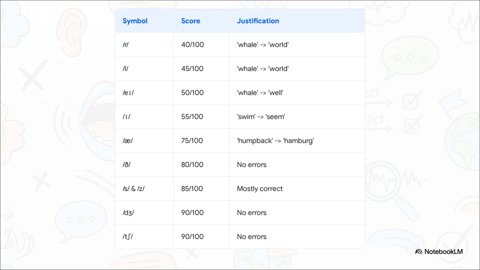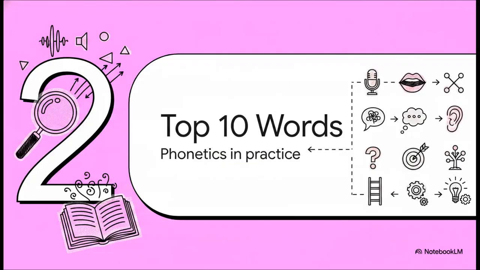Then there's the short I sound, scoring a 55. We saw a really clear swap here. The script said swim, but the audio said seam, which shows some confusion between the short I and the long I. The good news is the other sounds are produced much more accurately. That's great, because it means we can be super targeted in what we practice. So let's move on and see how this all comes together.